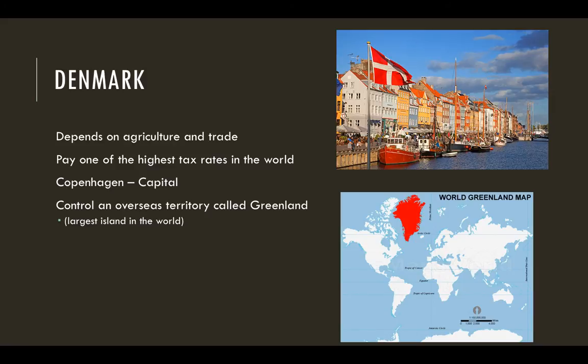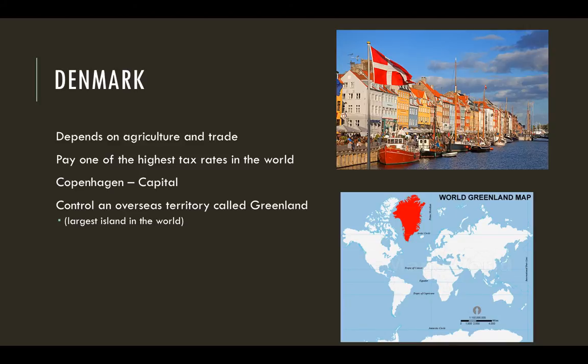For Denmark, they depend a lot on agriculture and trade. They have one of the highest tax rates in the world. Why? Well, because Denmark believes in a welfare system. They have a lot of welfare programs, and so who ends up paying for all that? The citizens of the country. So they do have one of the highest tax rates in the world. The capital is Copenhagen. Where have you heard that before, if you have at all?